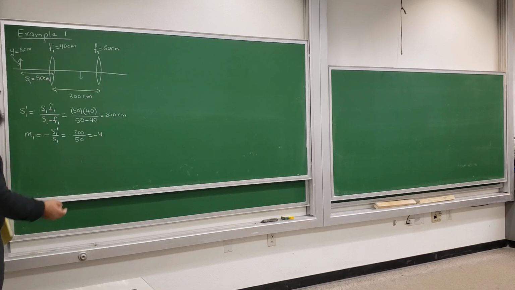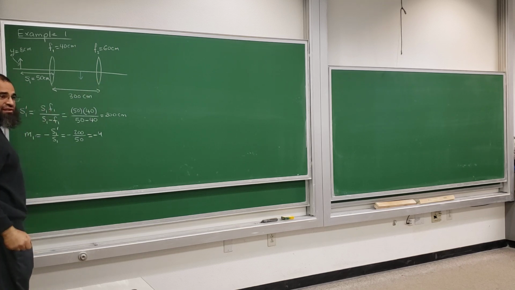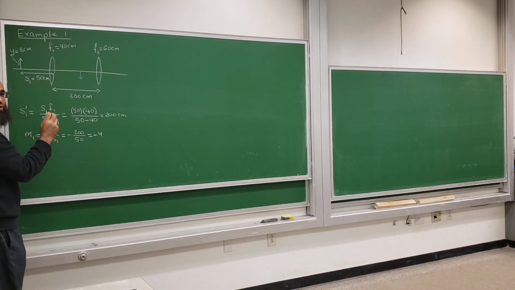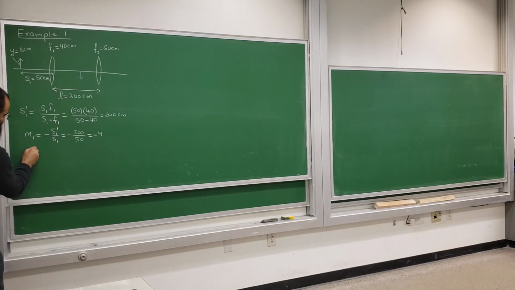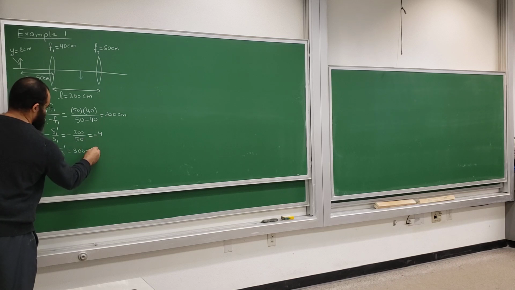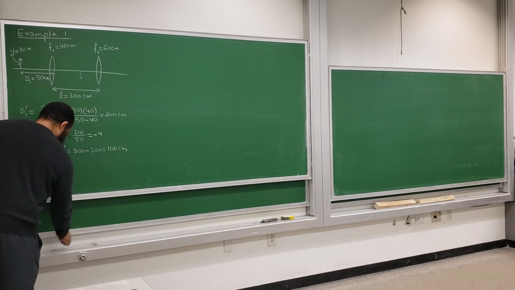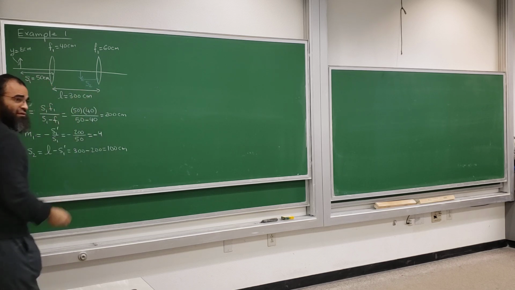Okay? Now, how far is this image from this lens? Because this is going to be the object for this lens. So how far are they? 300, right? I'm sorry, not 300. 100. So let's get a general rule. The distance between the two lenses is 300, right? So S2 will just be L minus S1 prime, which is to say 300 minus 200, which is 100 centimeters. So this is S2. Do we agree? S2 is 100.